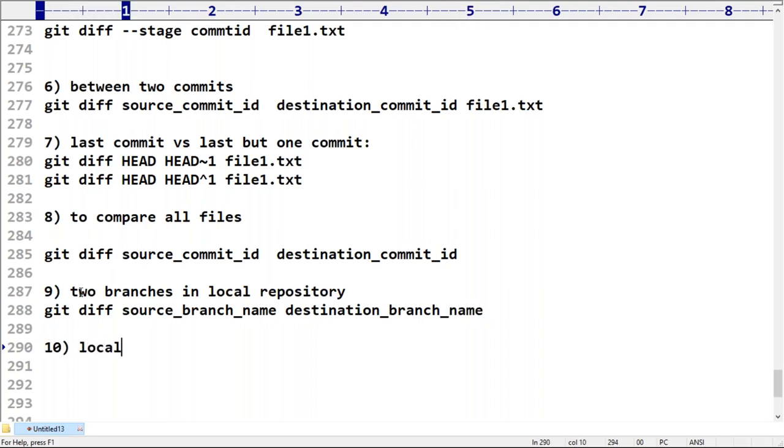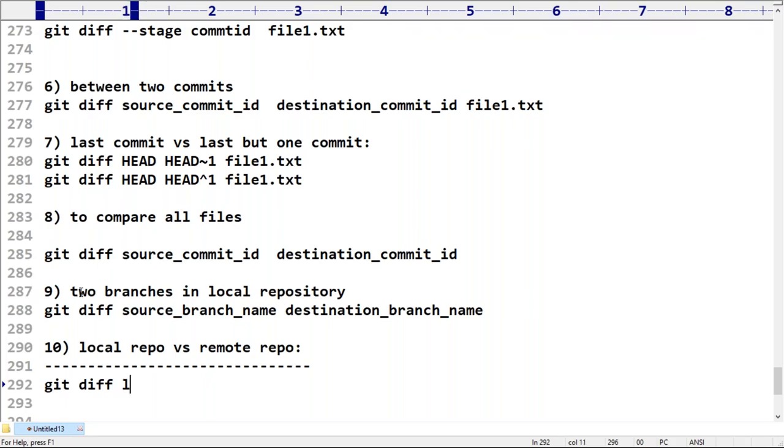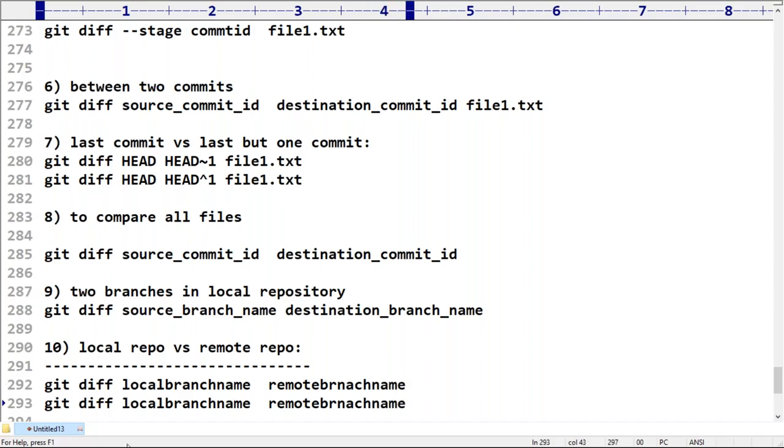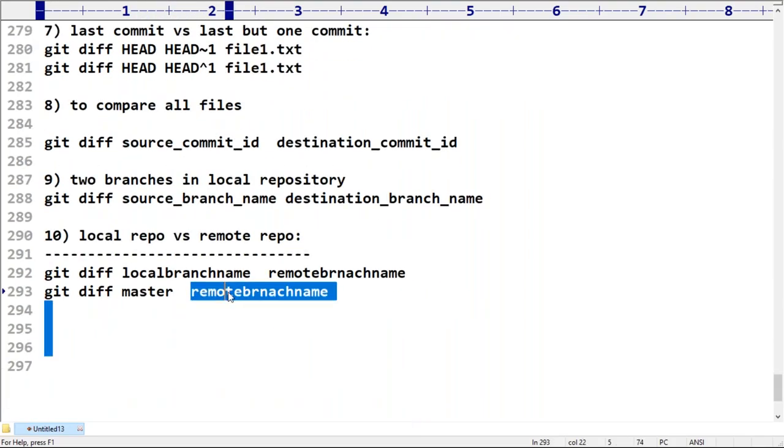Next, local repo versus a remote repo. How can you do that? git diff, the local branch name versus the remote branch name. Something like master branch in local, and in the remote branch you specify origin followed by master.